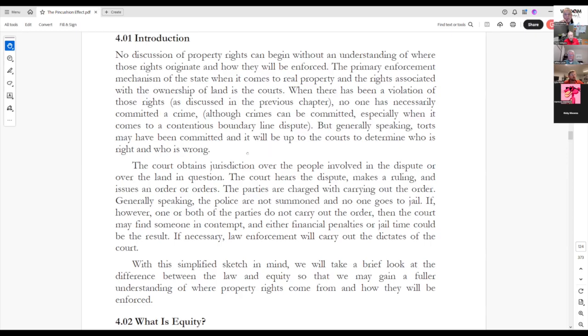No discussion of property rights can begin without an understanding of where those rights originate and how they will be enforced. The primary enforcement mechanism of the state when it comes to real property and the rights associated with the ownership of the land is the courts. When there has been a violation of those rights, we talked about in the previous chapter, no one has necessarily committed a crime, but generally speaking, torts may have been committed, and it will be up to the courts to determine who is right and who is wrong. The court obtains jurisdiction over the people involved in the dispute or over the land in question.